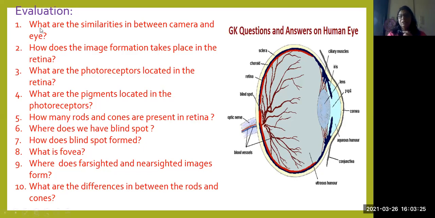Already you have seen the structure of the eye. Okay. So go through the structures that we have seen already, and then see the various functions of these particular parts of the eye.